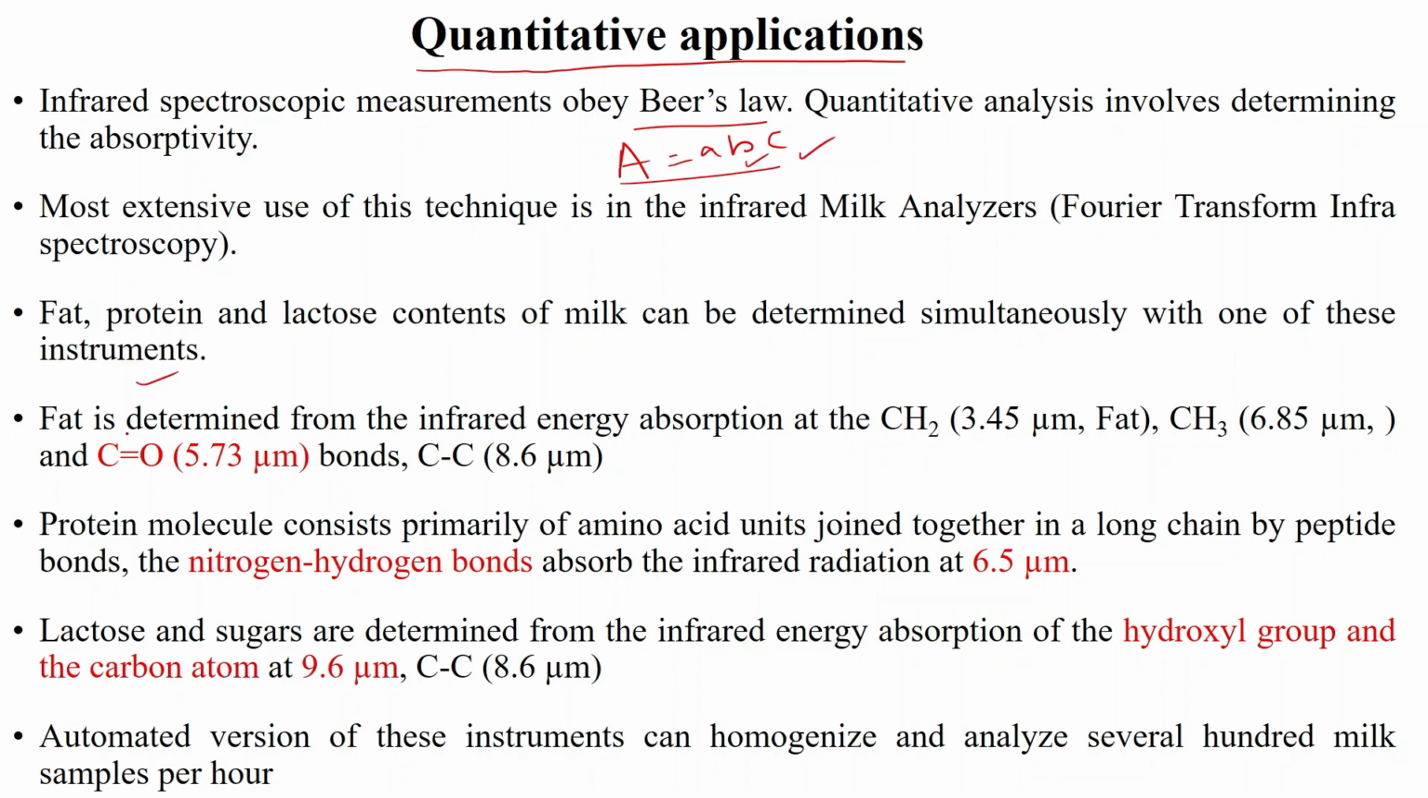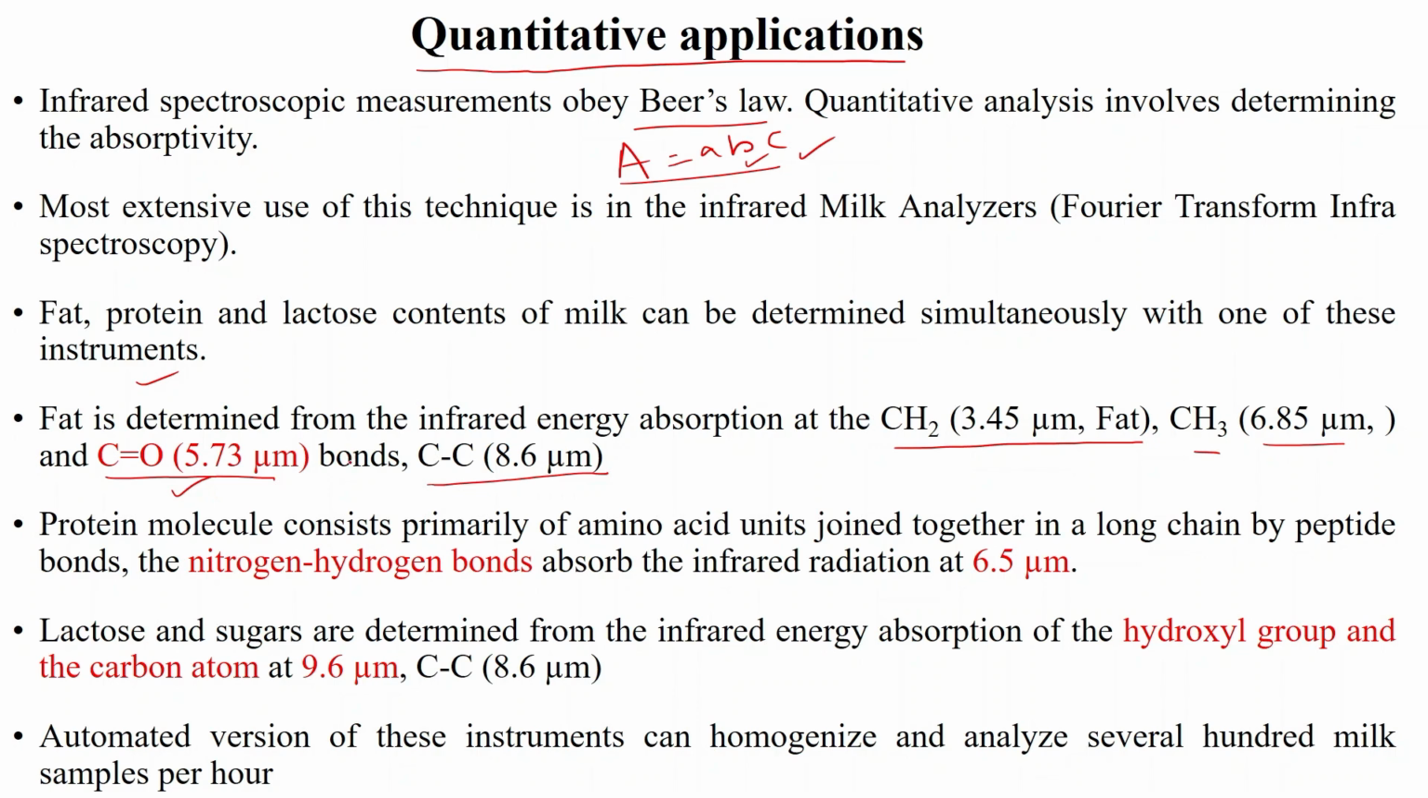For fat, it is determined from the IR absorption of CH2, which has absorption at 3.45 micrometer. CH3 absorbs IR radiation at 6.85 micrometer, and CO, that is mostly the glycerol component, the ester part of the fat molecule, absorbs IR radiation at 5.73 micrometer. CC can also be used, at 8.6 micrometer. But most of the time it is the CO group that is being targeted, which has absorption at higher frequency, at 5.73 micrometer.